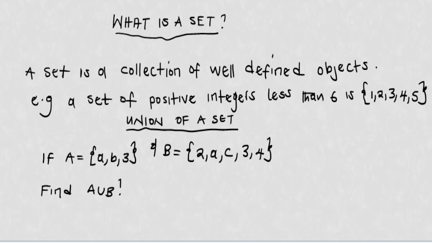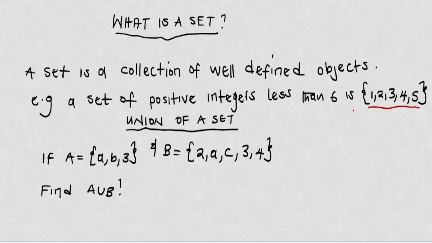By definition, a set is defined as a collection of well-defined objects. So that is the definition of a set. For instance, let's give an example, e.g. a set of positive integers less than 6. So we have 1, 2, 3, 4 and 5. You can give more examples of a set, but let's proceed with the real thing.